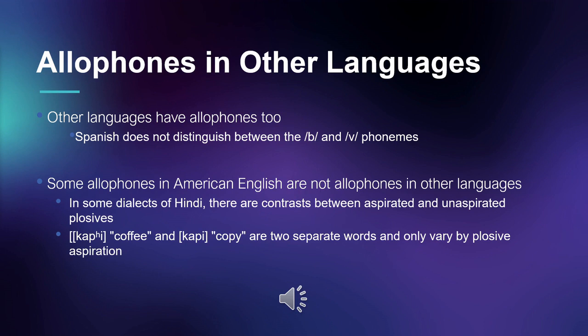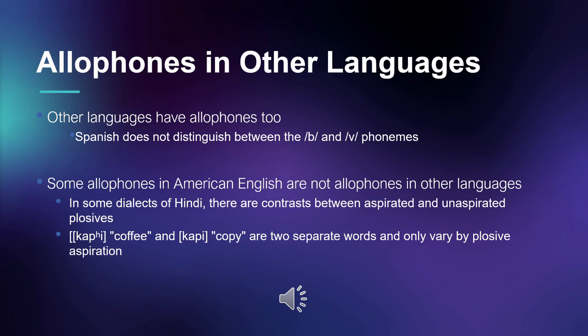Other languages also have allophones that may not be allophones in English. For example, Spanish is a language that does not distinguish between the b and v phonemes. Rather, these can be interchangeable in some cases. For American English speakers, this is not the case, as these two separate sounds change the meaning of the word, like in the example of vat versus bat.